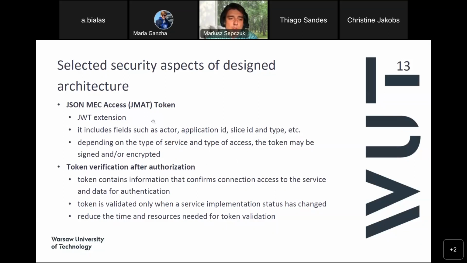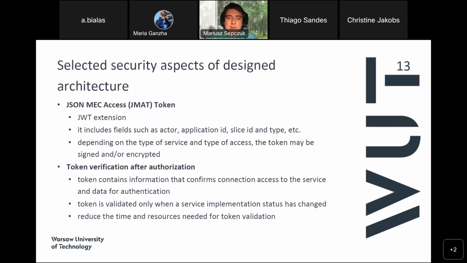token verification after authorization. In general, a token contains information that confirms that users have access to the services, and some data for authentication. And what is even more important, the token is validated only when the service implementation status has been changed.